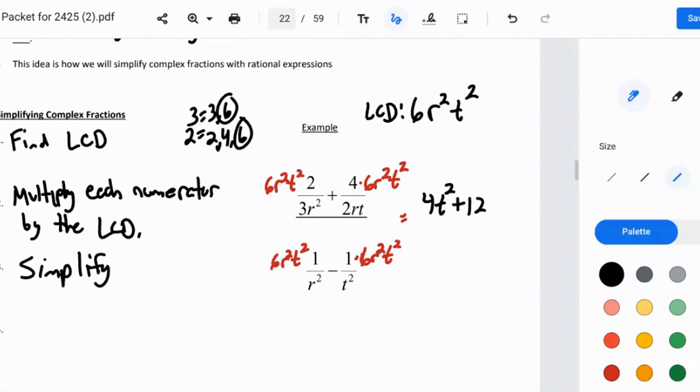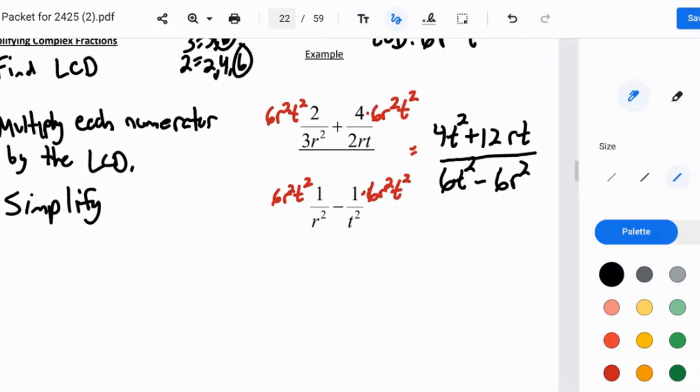1 r and 1 t will cancel from the top and bottom for the top right, so I'm left with RT. The bottom left, no numbers cancel, so I'm left with a 6 for sure. The r squareds cancel, so I'm left with t squared. There's a minus sign. And then the t squared's the only thing that cancels in the bottom right, so I'm left with minus 6r squared. Now it's a single fraction.